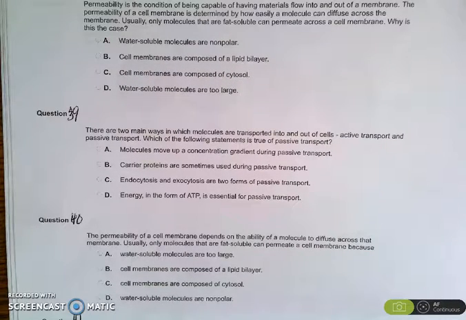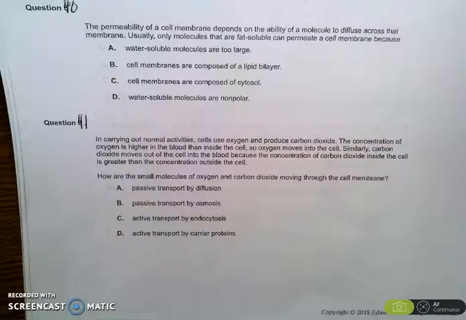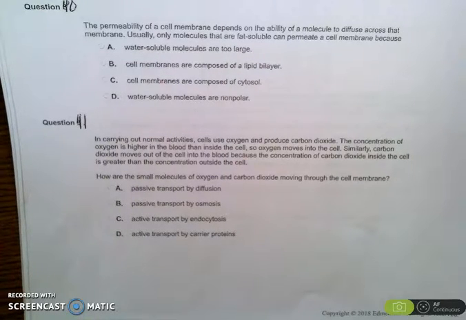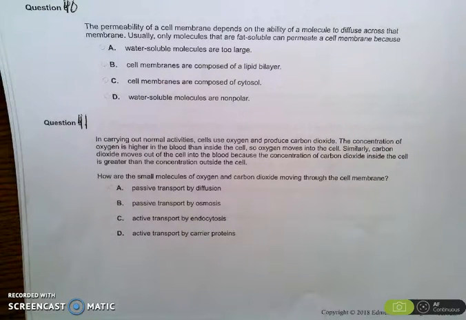Question 40. B. Cytosol and a cell's organelles are contained by the cell's membrane, which is composed of a lipid bilayer. Lipid is the technical term for fat. 41. A. Small molecules such as molecules of oxygen and carbon dioxide gas can move passively through a cell membrane as a result of concentration gradients. That is, molecules naturally flow from areas of high concentration to areas of low concentration.